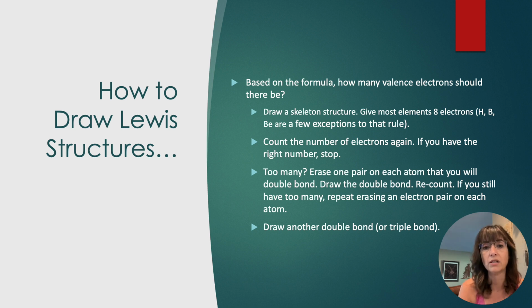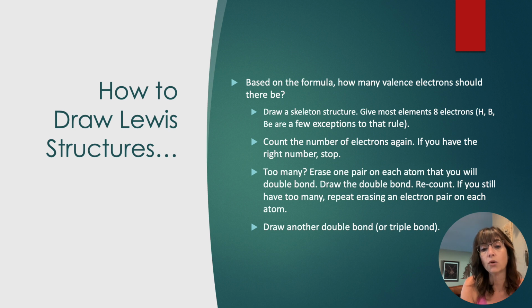Start by drawing a skeletal structure. So figure out who's going to go in the middle. Usually the least electronegative is going to go in the middle. You will never put hydrogen in the middle. Hydrogen can only form 1 bond. It's like somebody with 1 hand. They can only shake 1 other hand. So never put hydrogen in the middle.